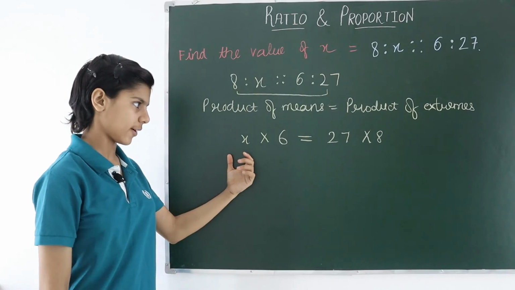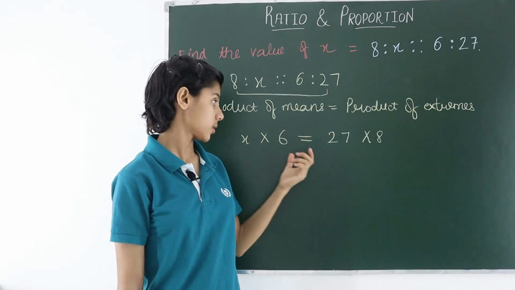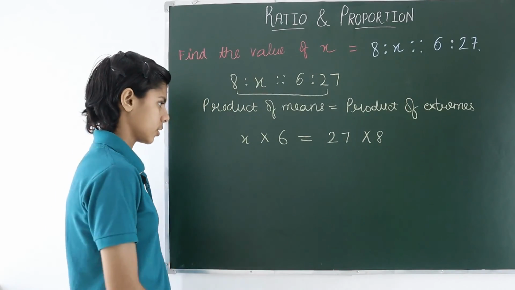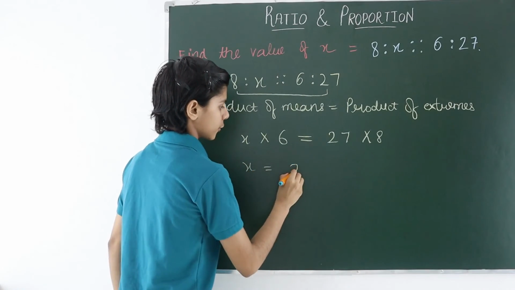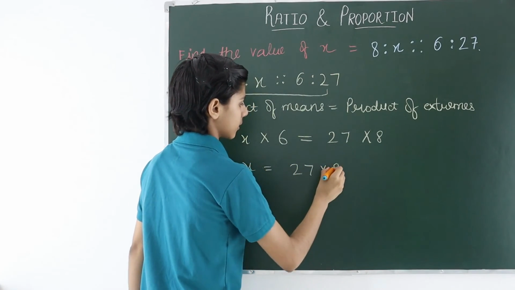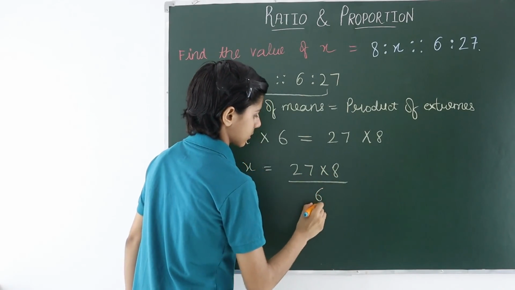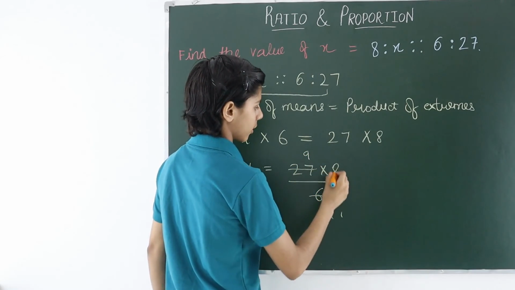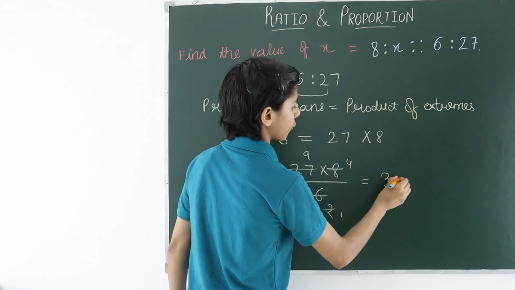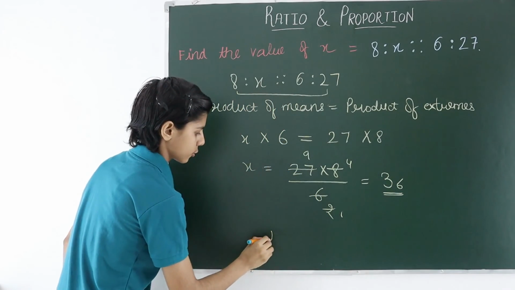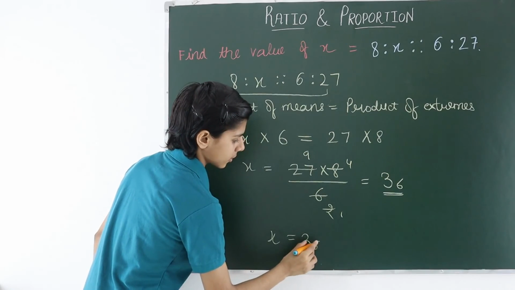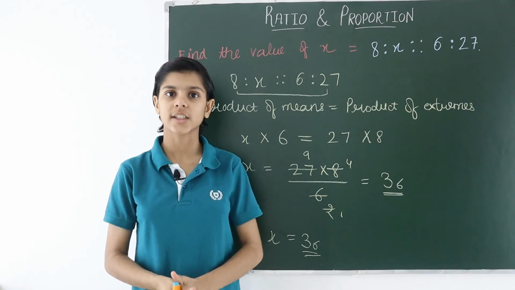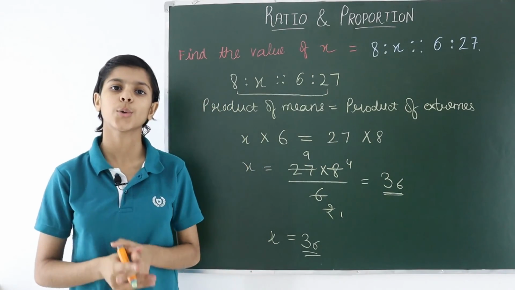Now we need the value of x. So we will shift this 6 to that side. Here it is in multiplication, so there it will get divided. So x will be 27 into 8 by 6. It goes with 3, 2 here, 9, 1, 4. So the value of x is 36. So x is equal to 36. Like this you can solve any question related to ratio and also to proportion.